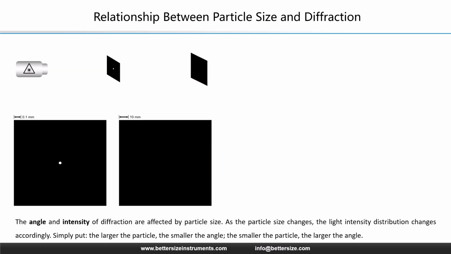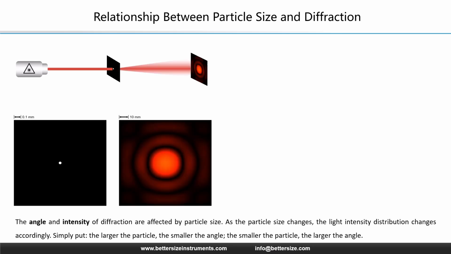Now, let's isolate the most important interaction, diffraction. This is the core principle the Bettersizer uses to calculate size. Imagine a simple setup: a laser source, a single particle in the center, and a detector screen behind it. When we fire the laser, the light hits the particle and bends, creating a diffraction pattern, a series of concentric rings on the detector.